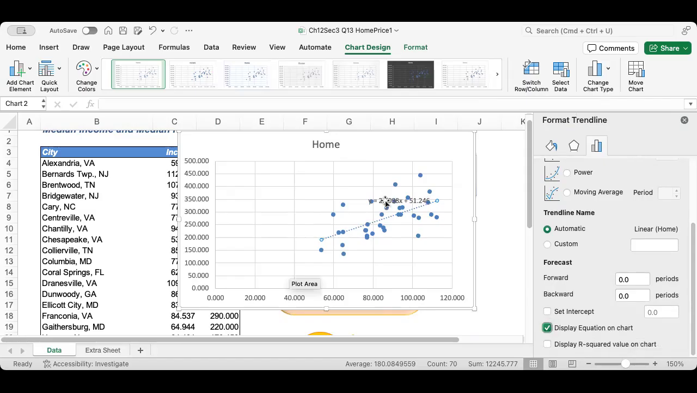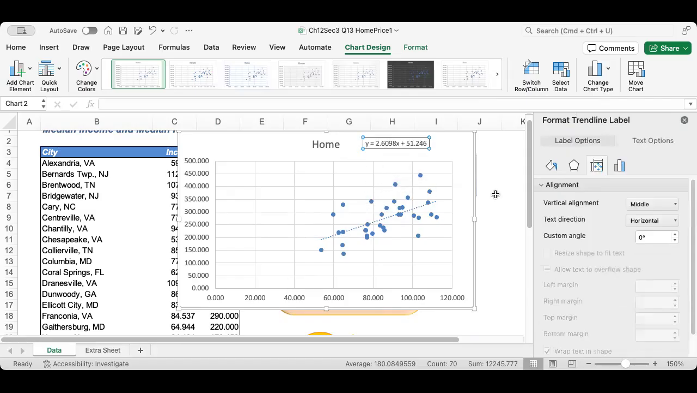Grab the equation. Let's move it so we can see it. Aha. I'm going to go with 2.61x plus 51.25. All right. What does this mean?